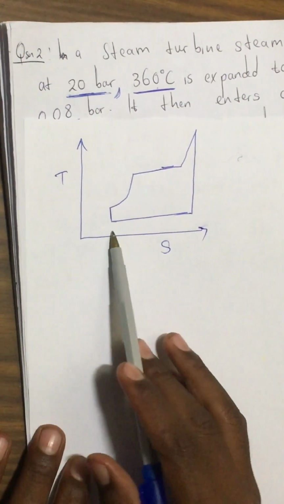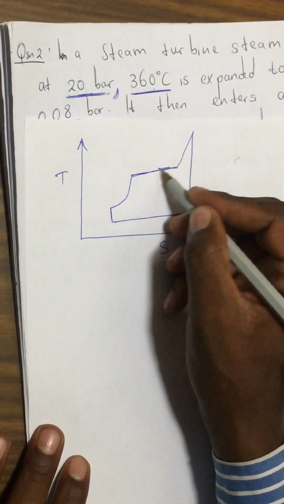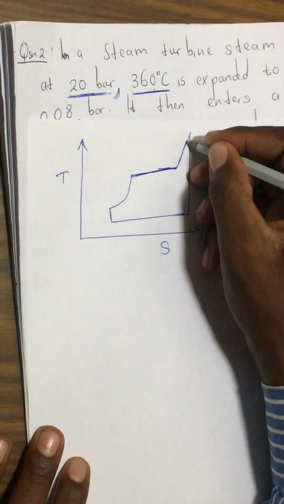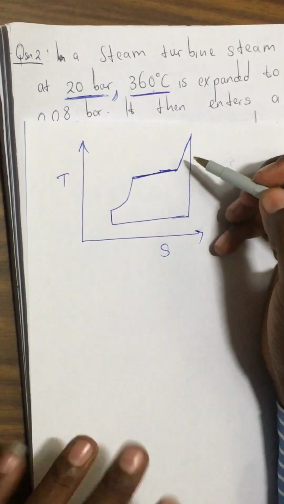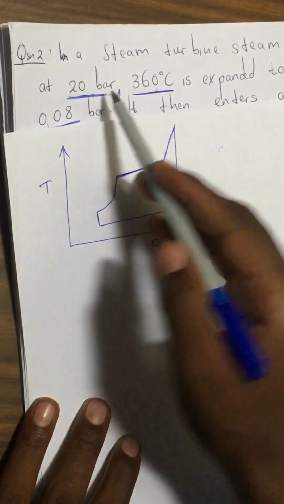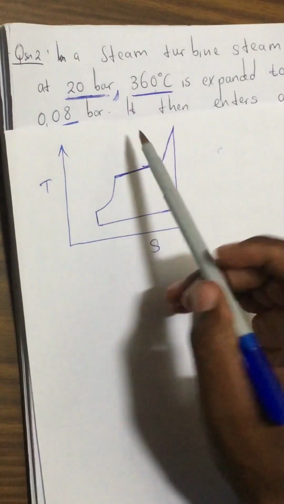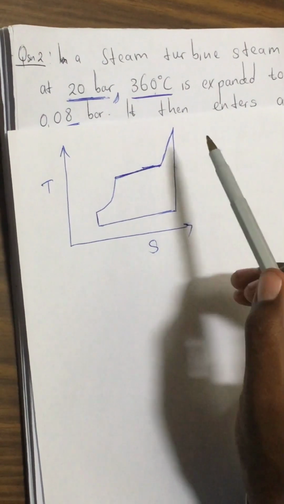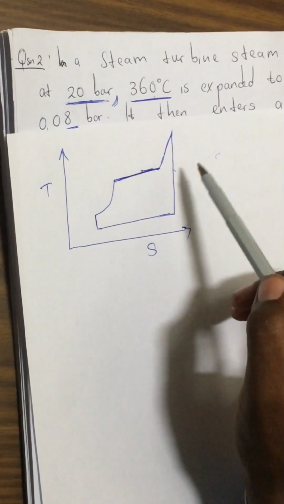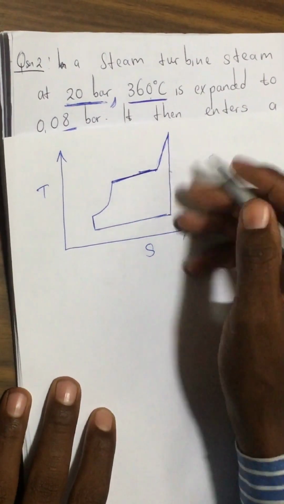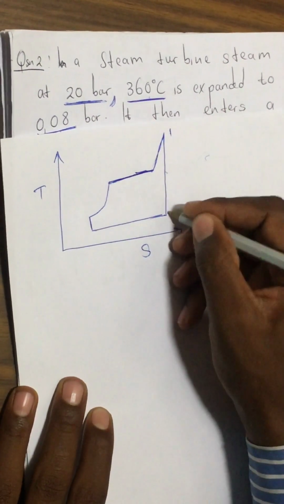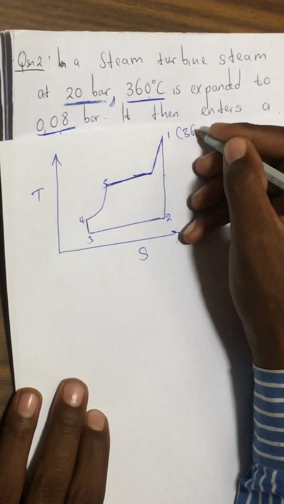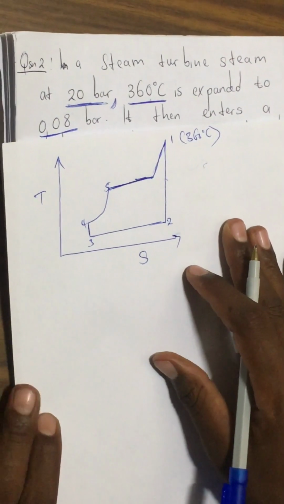After this constant pressure level, we are going to see a sharp curve which represents the superheated steam, because we are having 360 degrees. If our temperature is above 100 degrees, it means it is now superheated steam. So this is how we draw our graph. Here it's 1, 2, 3, 4, 5. Then at 1 we are having 360 degrees Celsius.